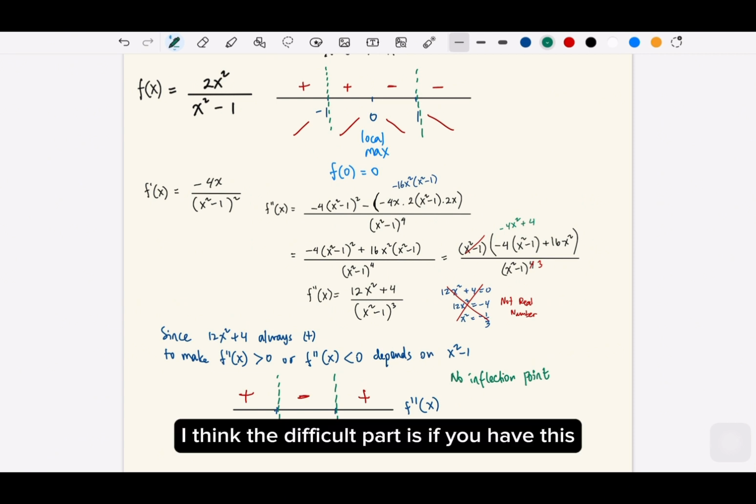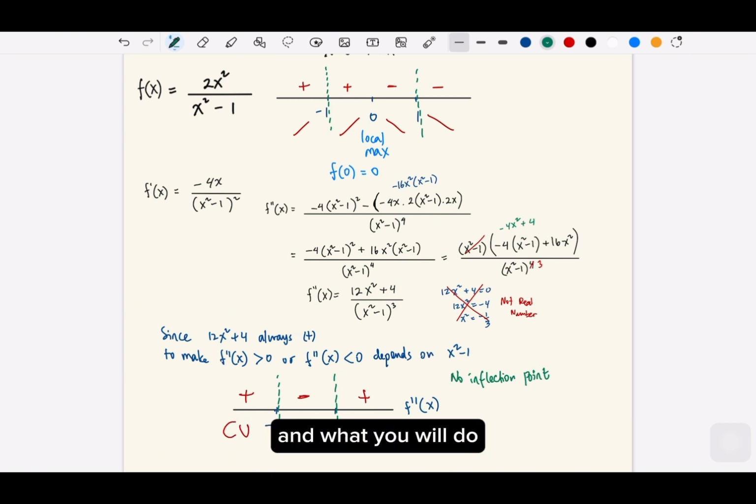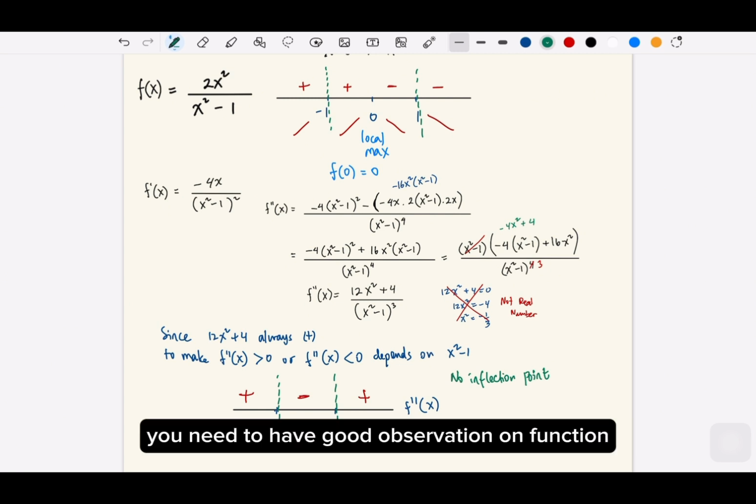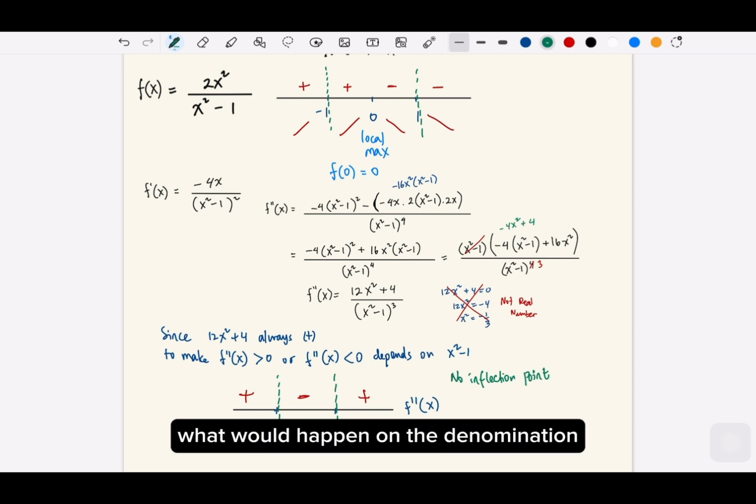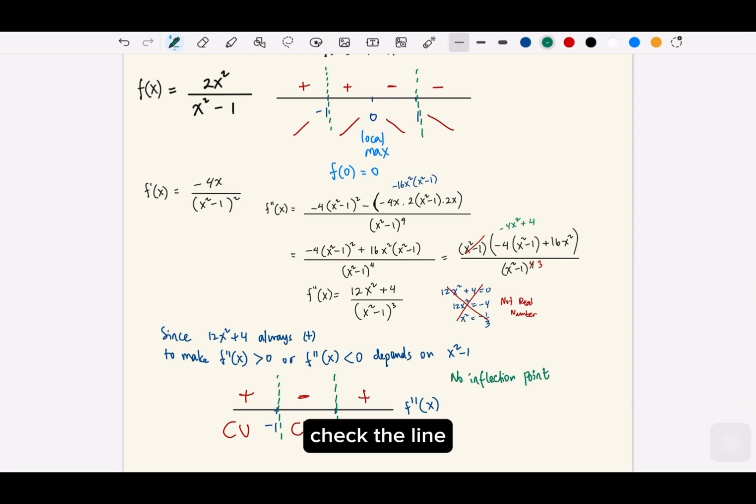I think the difficult part is if you have this fractional function and what you will do from this. You need to have good observation of the function. You need to imagine what will happen on the denominator, what will happen on the top, and can we make it equal to 0? In some cases you can make it equal to 0 and find the value that makes it 0, and maybe that will be the inflection point. But again, check the line number. Check it.